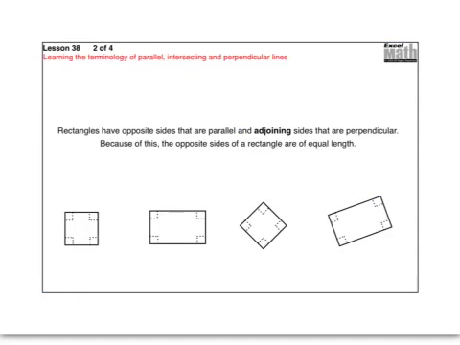Rectangles have opposite sides that are parallel and adjoining sides that are perpendicular. Because of this, the opposite sides of a rectangle are of equal length. So we're going to be learning a little bit more about rectangles right now.